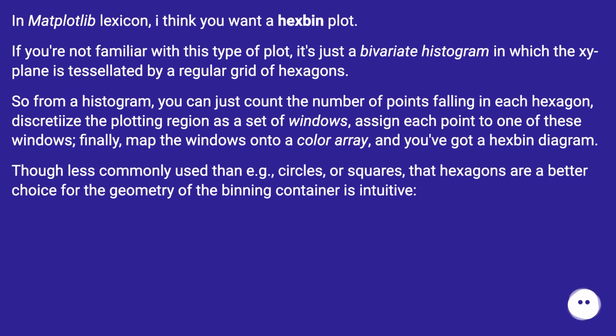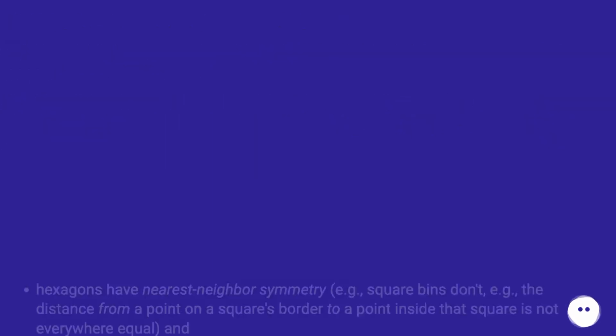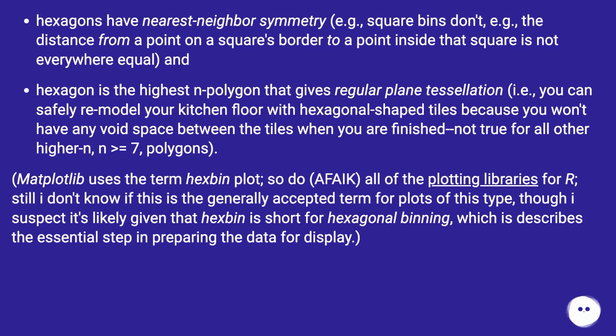Though less commonly used than e.g., circles or squares, that hexagons are a better choice for the geometry of the binning container is intuitive. Hexagons have nearest neighbor symmetry, which square bins don't, e.g., the distance from a point on a square's border to a point inside that square is not everywhere equal.